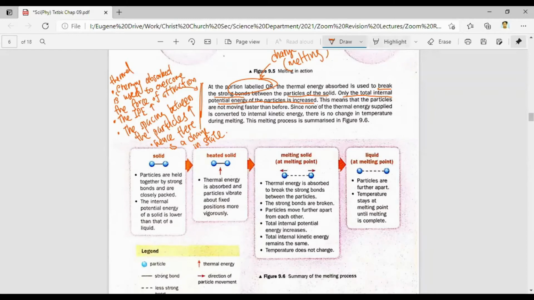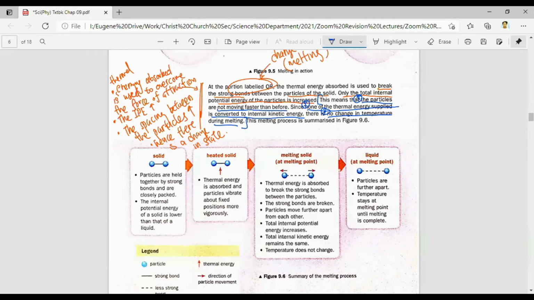Okay. Now, a common question that exams like to ask also is, why does the temperature remain constant? I want you to take a look at this part in blue here. So there are three main points. Why did the temperature remain constant? There's no change in temperature, right? So this is the point that they're trying to illustrate. Why? Because none of the thermal energy supply is converted to internal kinetic energy. When none of the thermal energy supply is converted to internal kinetic energy, this means that the particles also are not moving faster than before.